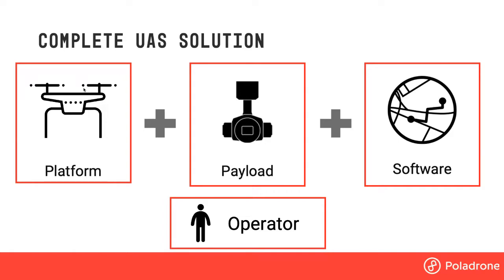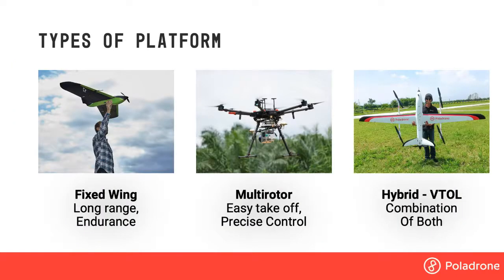Next slide. So for the kind of platforms existing in the drone industry, there are three types. The first one is fixed wing. Fixed wing, you can just imagine it as something like an aeroplane. So they need to take off like an aeroplane as well, which requires a very long runway to take off.